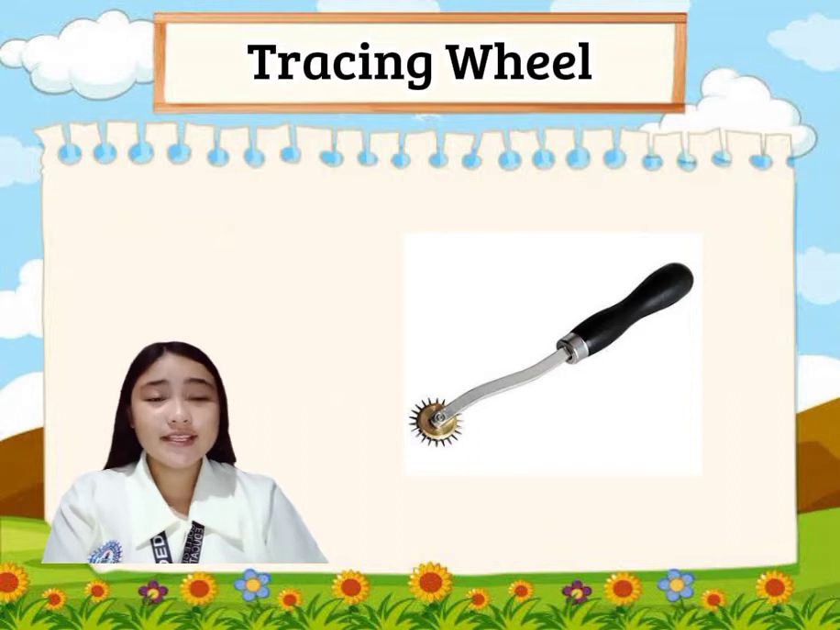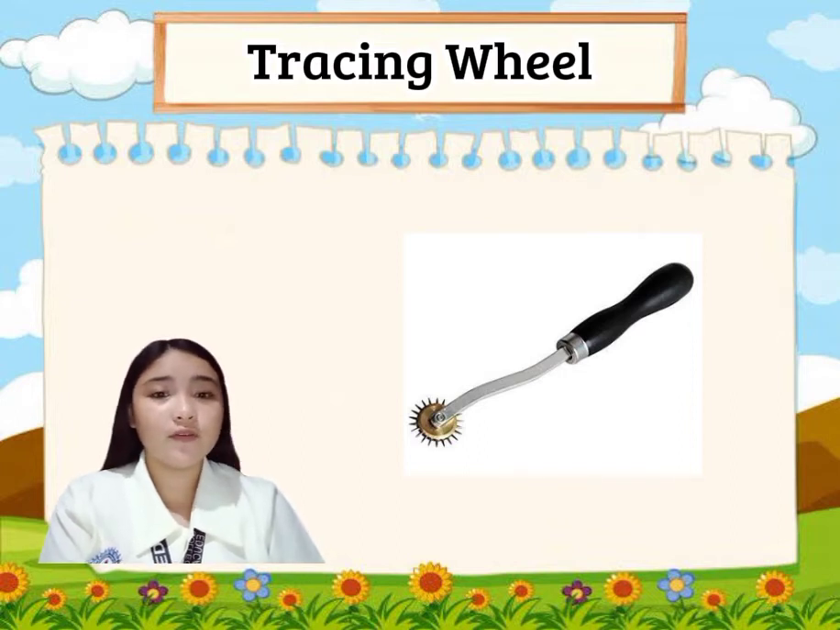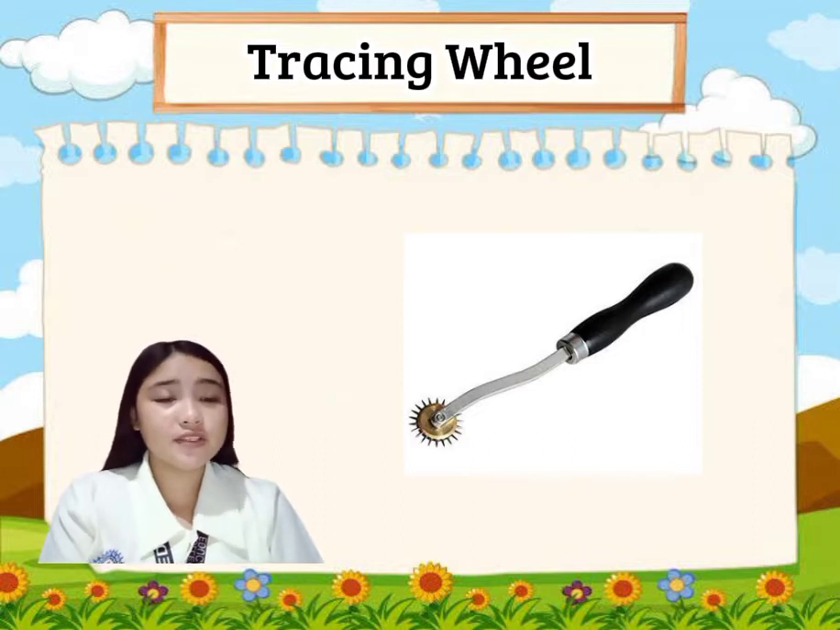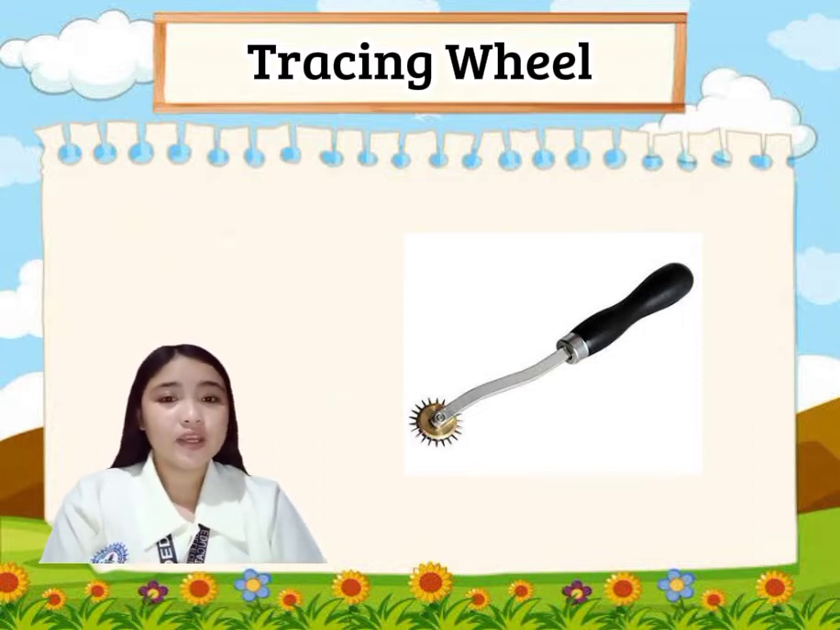Tracing wheel. This is a very convenient tool if you have a pattern and you need to mark it onto the fabric. It is used along with carbon paper. There are two kinds of tracing wheels. One is suitable for heavy fabrics, and one is for light and medium types of fabric.